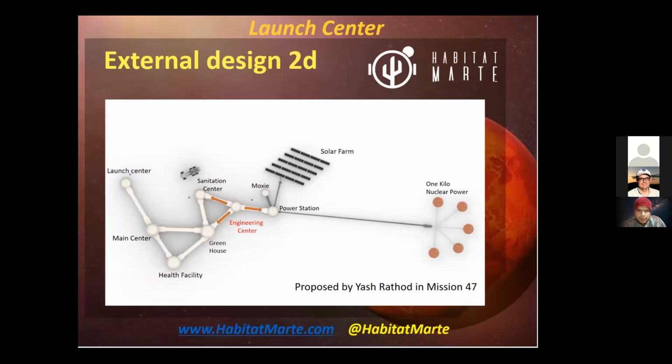After that, we can also see that there is a sanitization center, then there is MOXIE, then a power station, then 1 kilowatt of nuclear power in this habitat Marte. Then there is a greenhouse facility and a health facility, and the power station is equipped with a solar farm, where it will be running with the help of nuclear power as well as solar power.